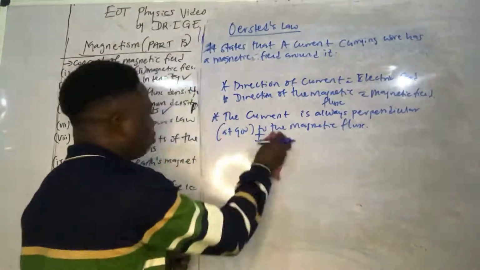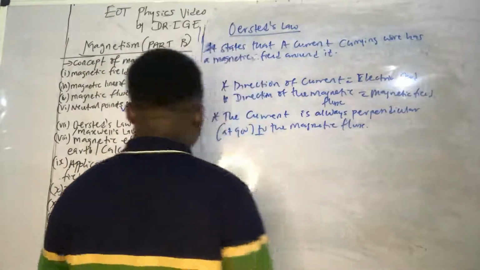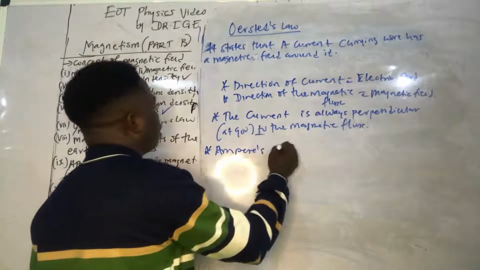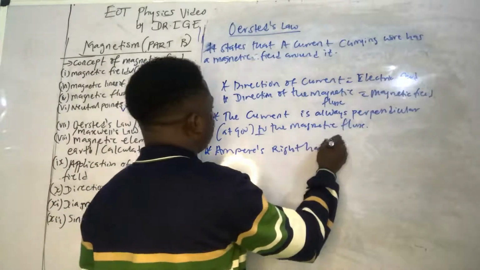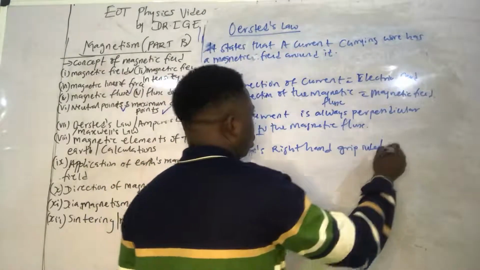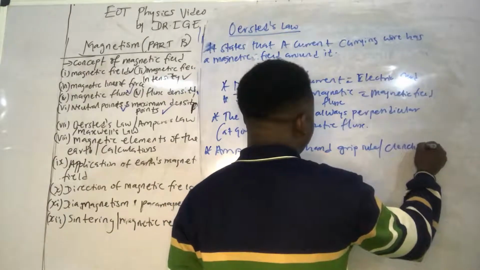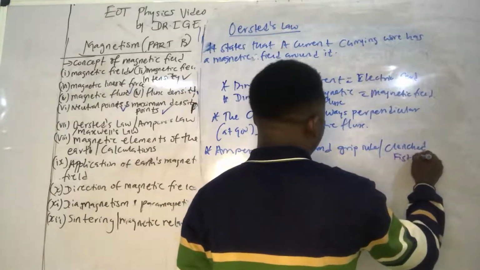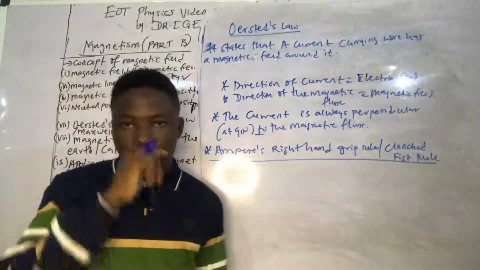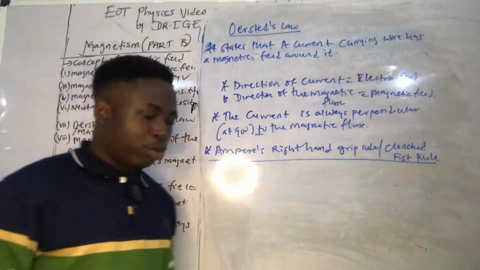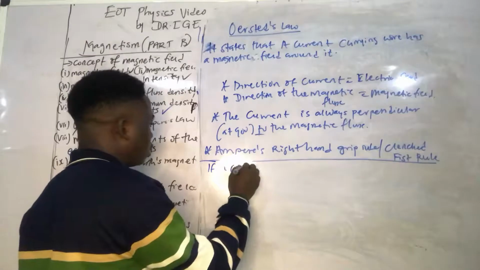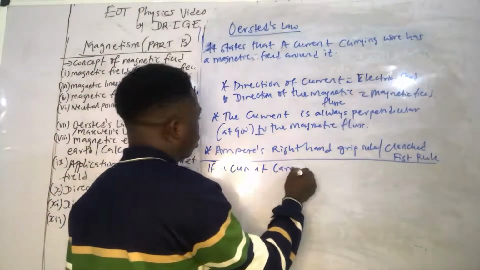And then it's actually not complete that way. That's why Ampere came up with what? Ampere's right hand grip rule, or it's also called the clenched fist rule. Okay, Ampere's right hand grip rule, also called what? The clenched fist rule.